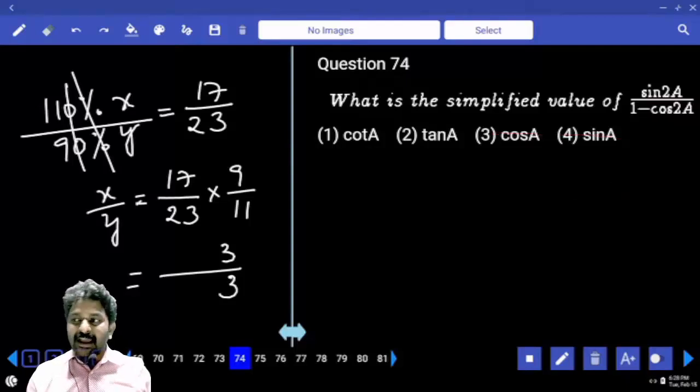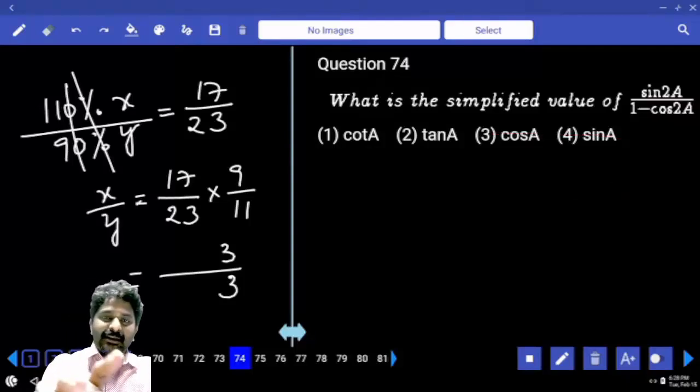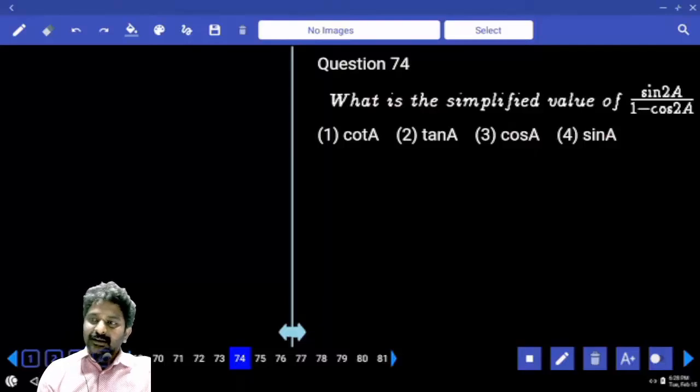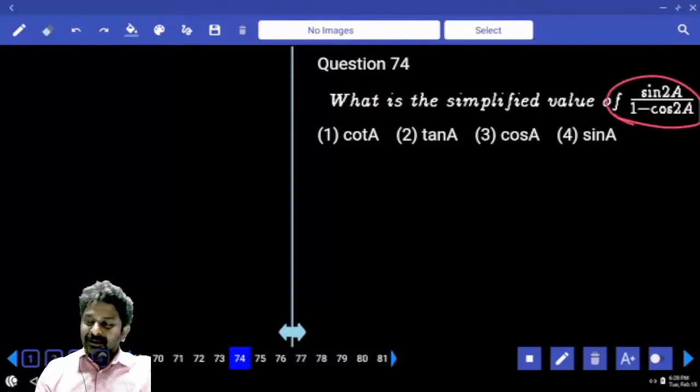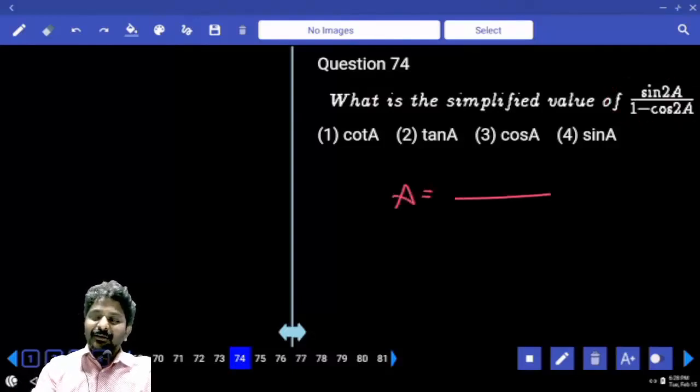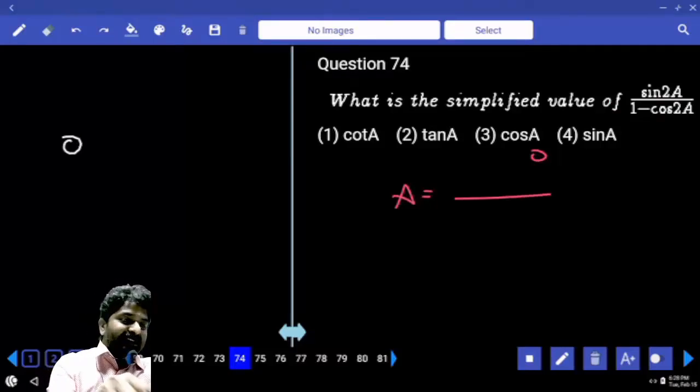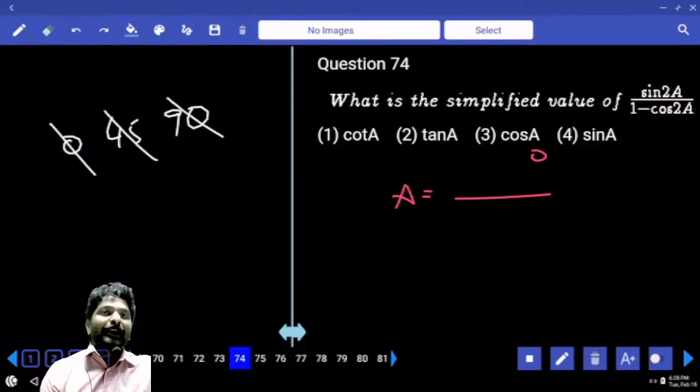Simplified value, sine 2a by 1 minus cos 2a. Instead of going for expansion, you better take a value in some degrees and then verify, that's all. That's a simple one. But don't take 0, 90 and 45. Don't choose these numbers because you may get multiple options and sometimes you may get infinity as your answer.